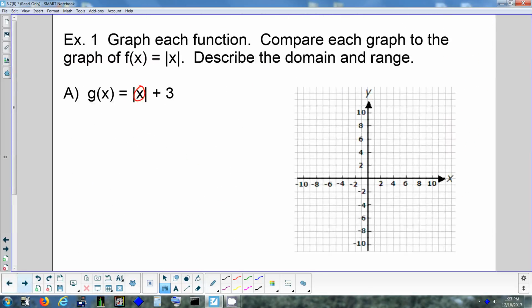Should be a good one. Alright, so what do you think the plus 3 is going to do? Is that left and right or up and down? Up and down. Now when we did left and right, it was the opposite. Let's see if it's the opposite here.